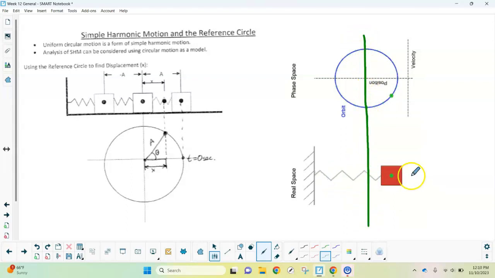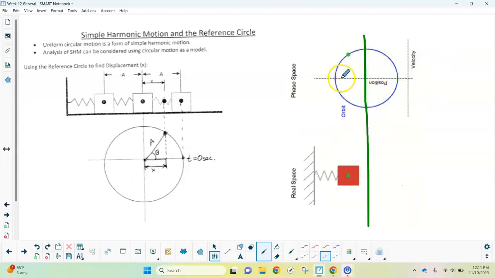So it's oscillating between the maximum compression and maximum stretch, and the circle is going around. This green dot is represented by this green dot here. It's the same idea: it's at the maximum, then at the equilibrium position here, then at the minimum or maximum compression, and then it goes through. So you can hopefully kind of mirror that out.